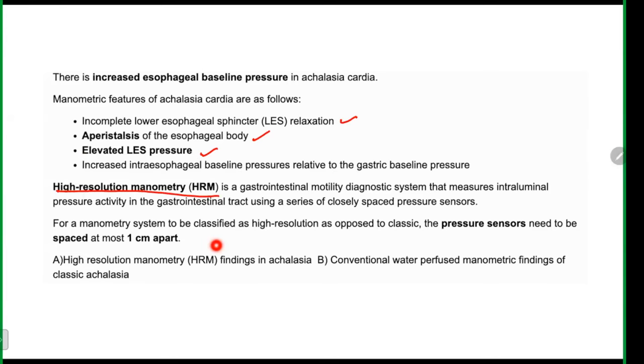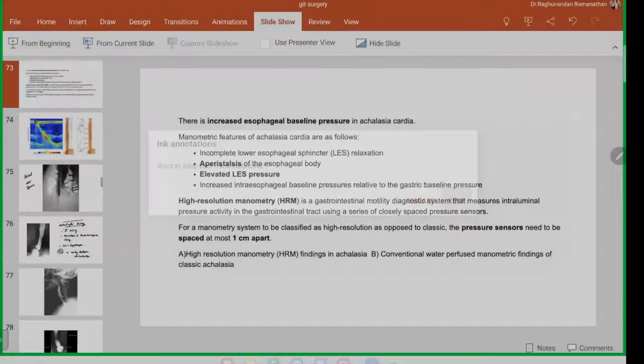We are going to use that to measure the intraluminal pressure activity of your gastrointestinal tract using a series of closely spaced pressure sensors. For a manometry system to be classified as high resolution, the pressure sensors need to be spaced 1 centimeter apart. So if you place the sensors 1 centimeter apart, then you consider it high resolution.